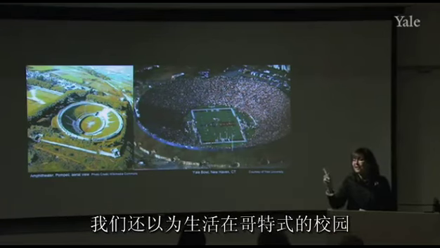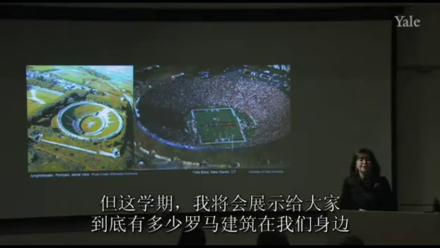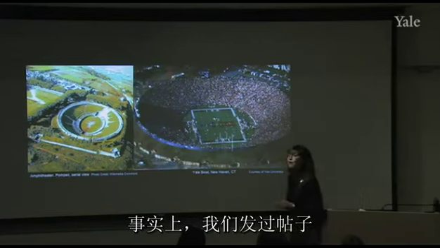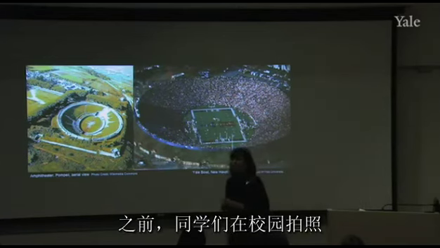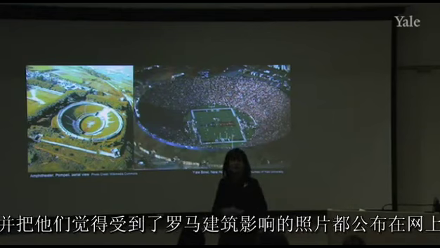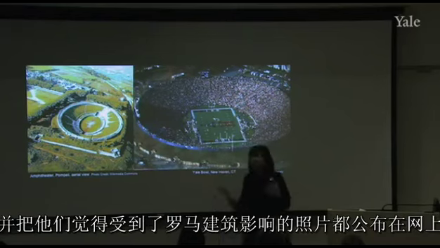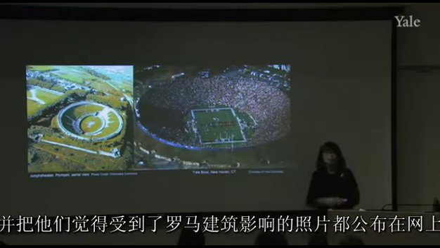We think we live on a Gothic campus, but I'll show you in the course of the semester how many Roman buildings there are. In fact, to get you inspired, we had a post in an earlier year in which people went around the campus to take pictures and then post them online of buildings that they thought were influenced by those of the Roman past.